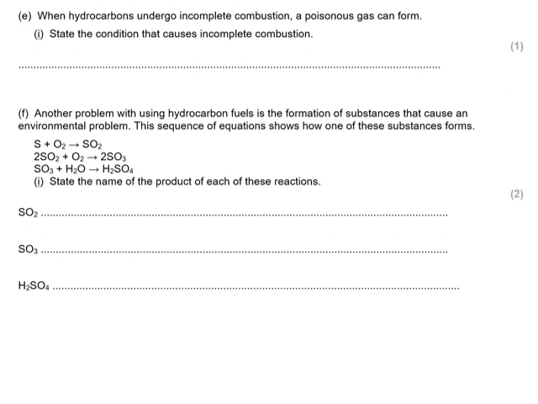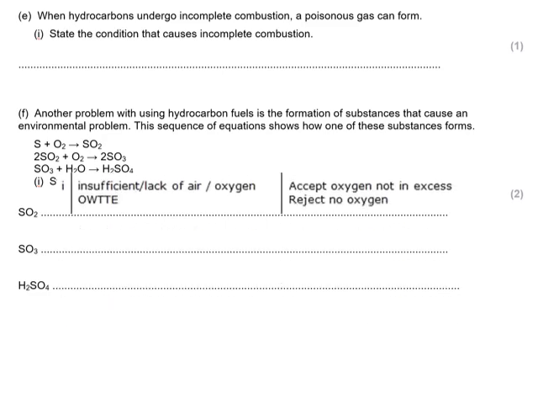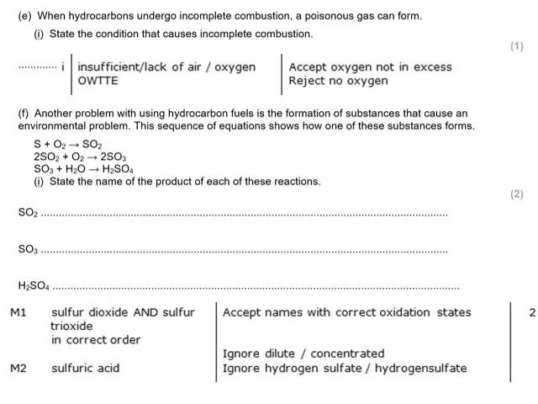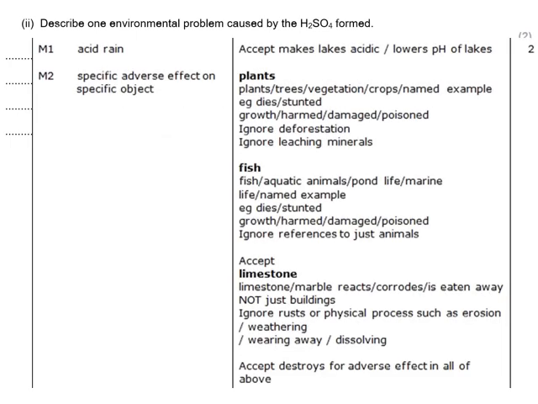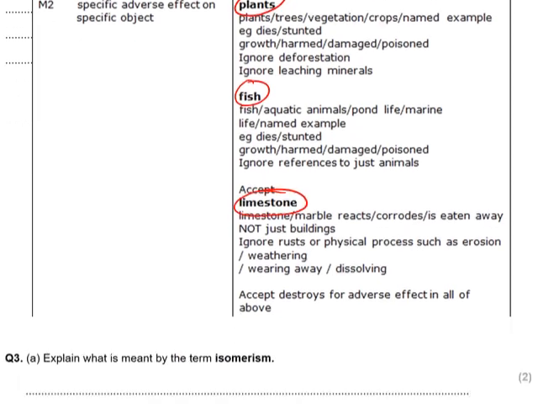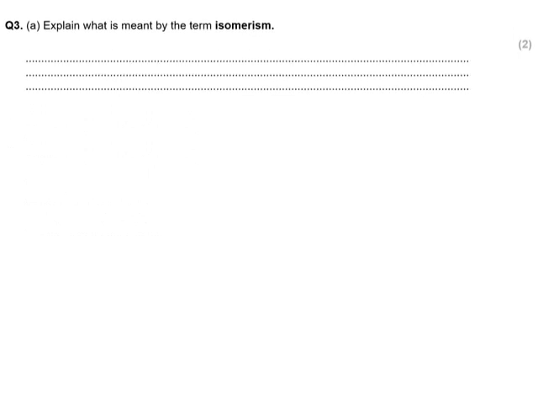It'll take 3 minutes or less to answer these. Okay, so you should have got these. Okay, take 2 minutes or less to answer this. Okay, that could be acid rain, and that acid rain can have an adverse effect on any of these things: plants, fish, or limestone. Take 2 minutes to answer this or less.